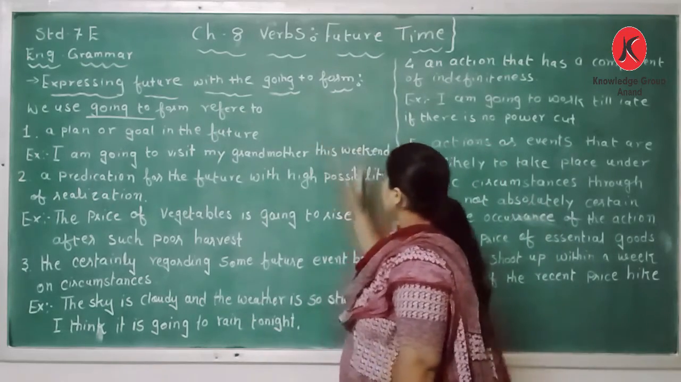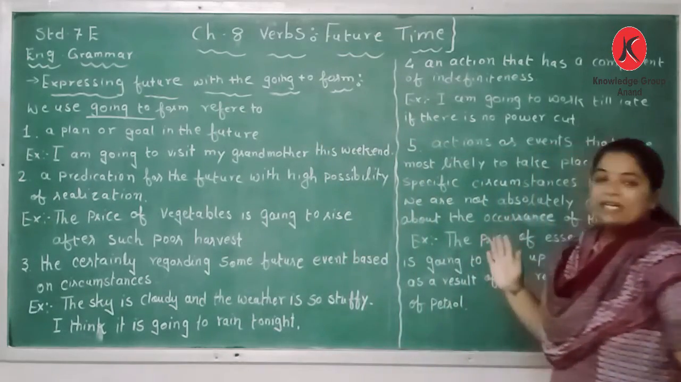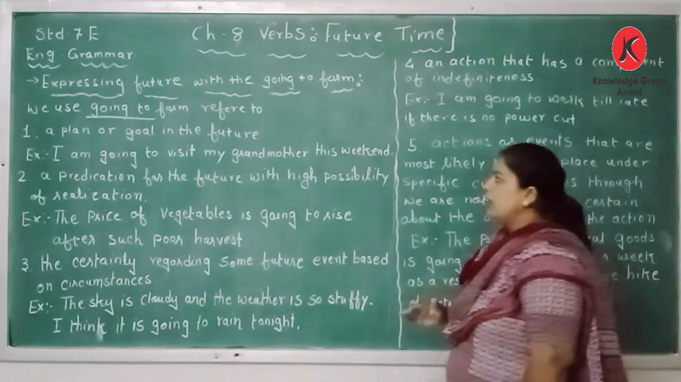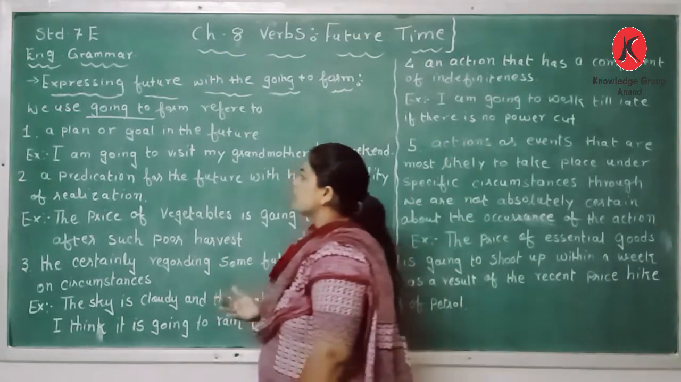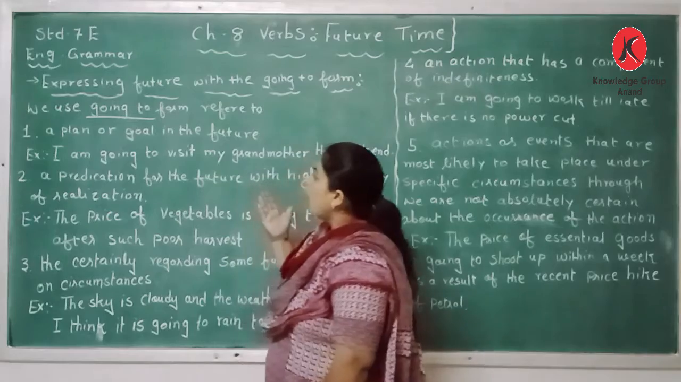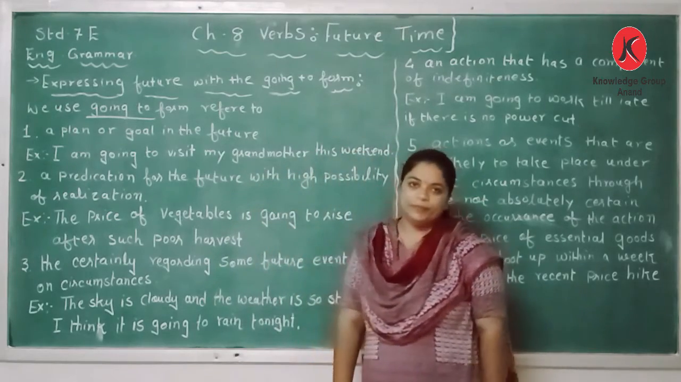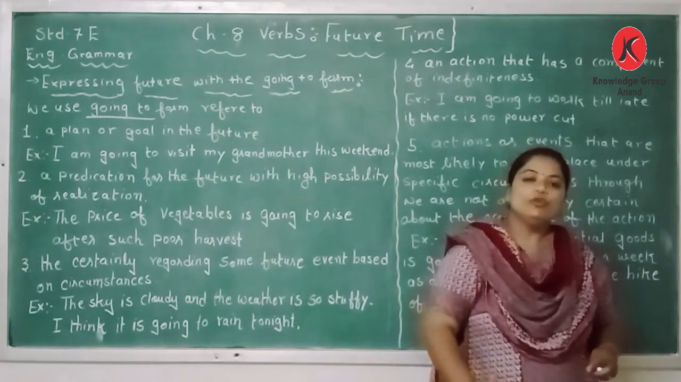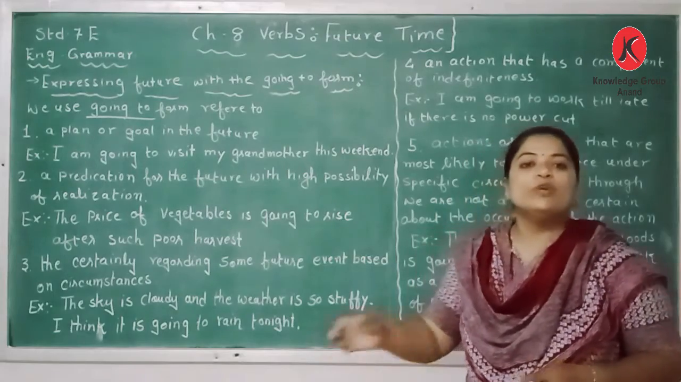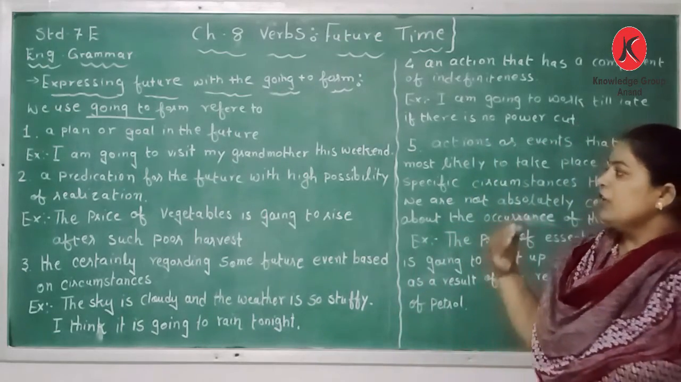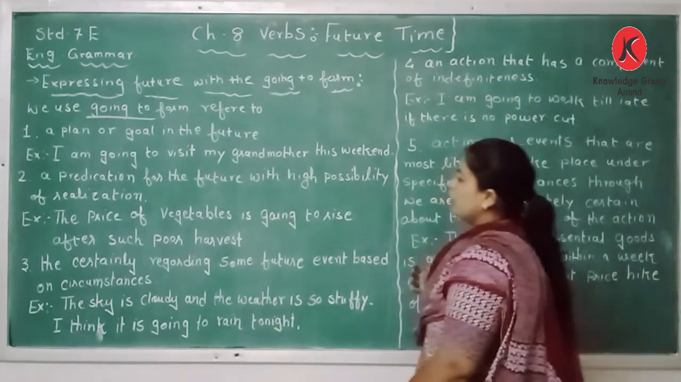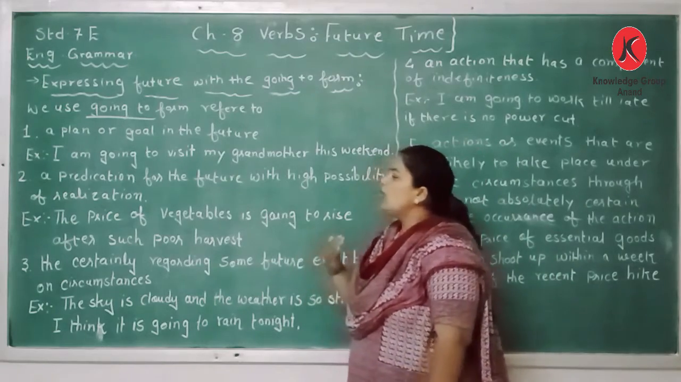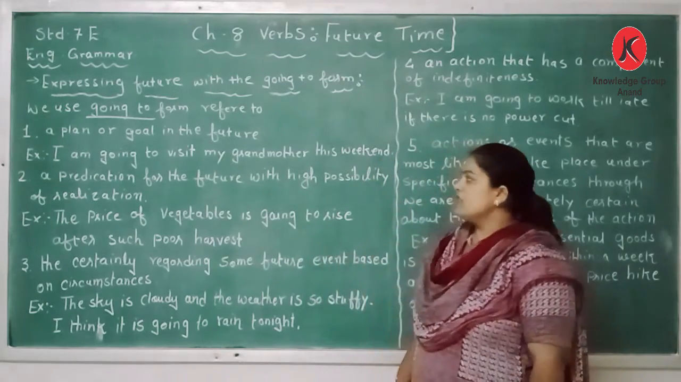It is referring to the 5 points with the examples that are written. We shall learn that and then we shall do the exercise. First, a plan or a goal in the future. Going to form is a form we use in a sentence. In the first point it is written that it is a plan or goal in the future. That means a future action.